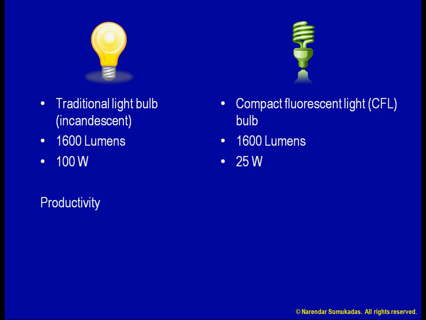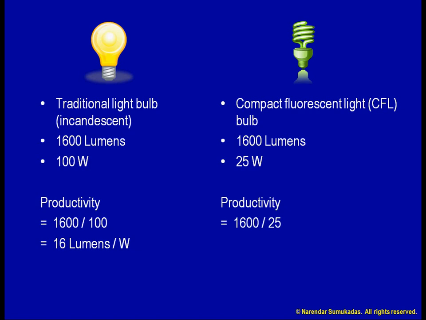You can see that the productivity of the traditional light bulb is outputs divided by inputs, which is 1600 lumens divided by 100 watts. So that comes to 16 lumens for every watt of electricity that goes in. Doing the same calculation for the CFL bulb, we divide 1600 by 25, and that brings us to 64 lumens per watt. You can see that the CFL bulb beats the traditional light bulb hands down when it comes to productivity. So I'm really impressed by this, and I go down the aisle looking for a CFL light bulb.